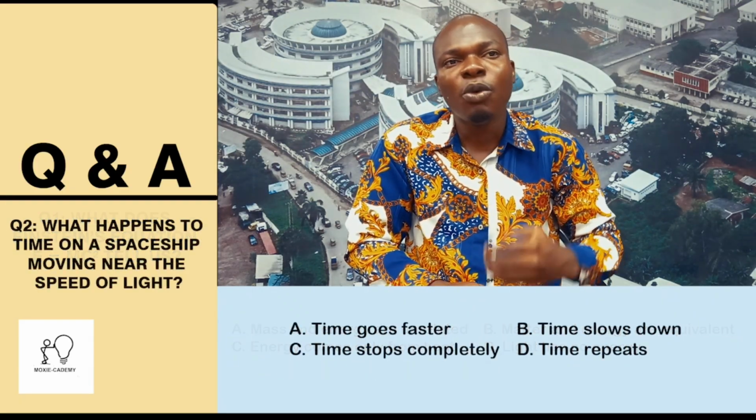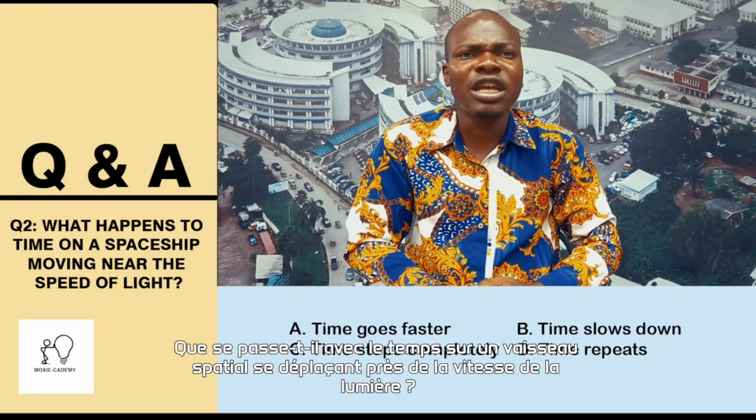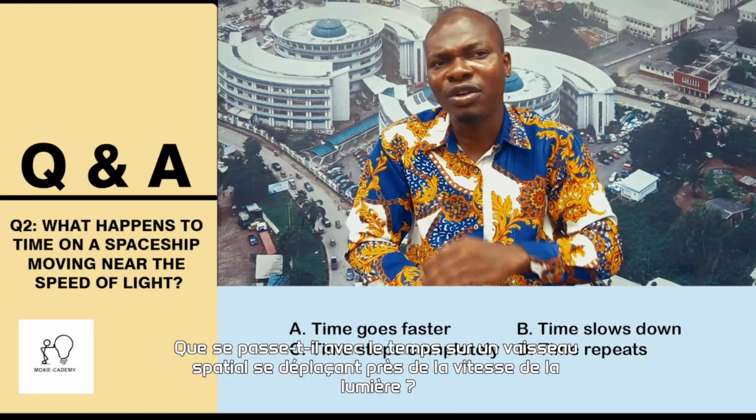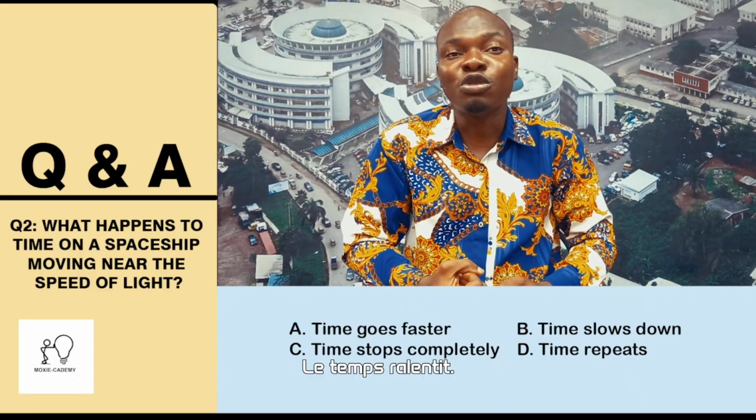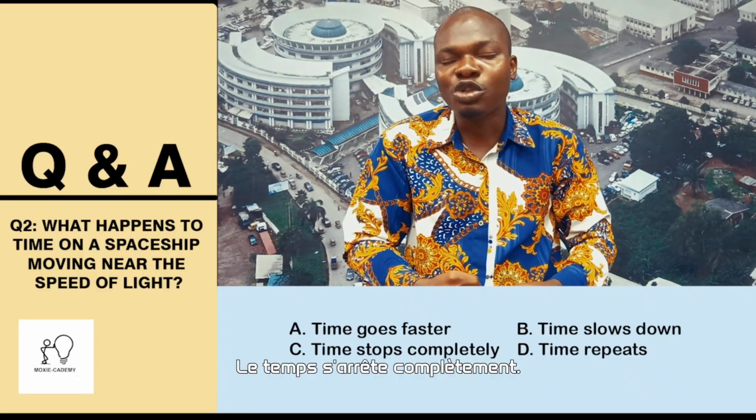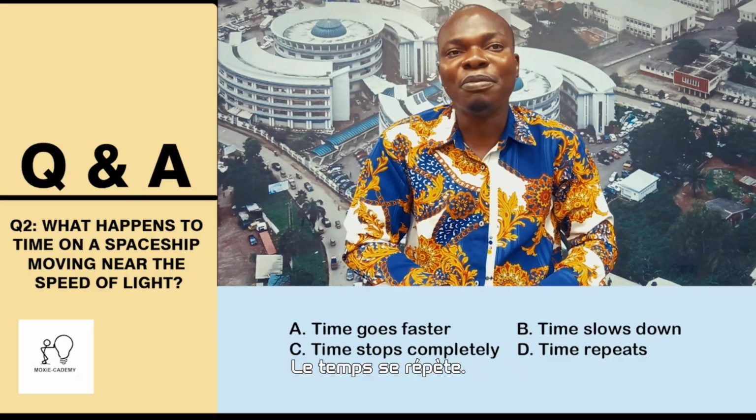Question number 2. What happens to time on a spaceship moving near the speed of light? A, time goes faster. B, time slows down. C, time stops completely. D, time repeats.